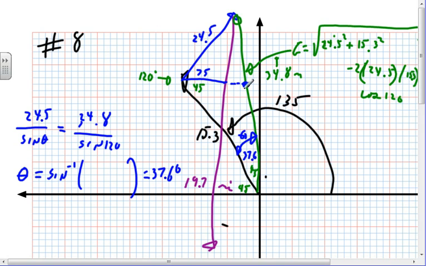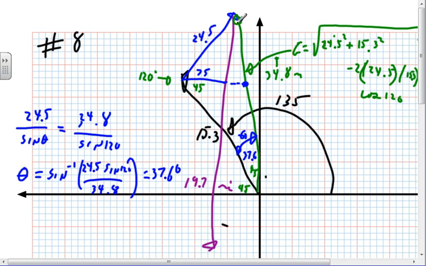Okay, so I know that angle. I know this side. What did you multiply to get 37.6? I cross multiplied and took the arc sine of it. Oh, you want me to fill it in? Oh, that'd be wonderful. 37.6. So 24.5 sine 120 divided by 34.8. Okay, now I know that.